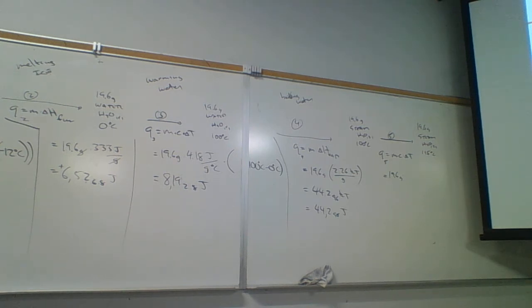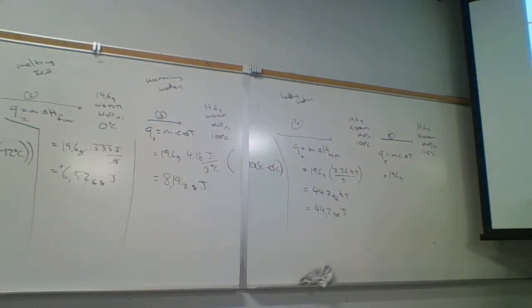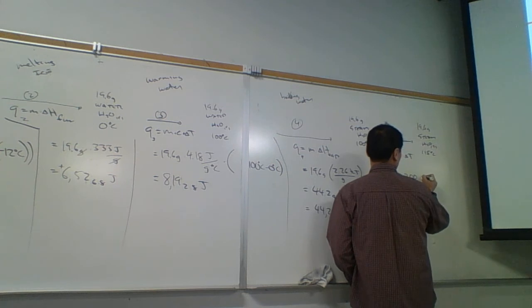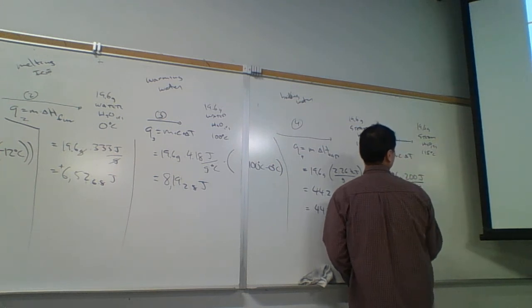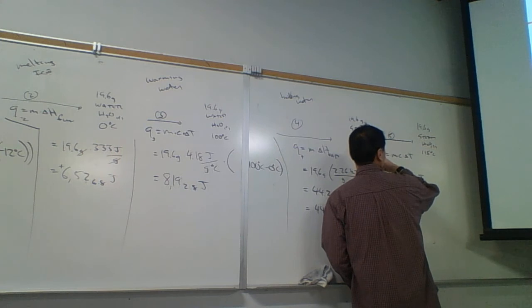What's the specific heat of steam? 2.00. Yeah, it's pretty close to ice, about half that of the liquid. So it's 2.00 joules per gram degree C, and delta T is T final, 115 minus 100.